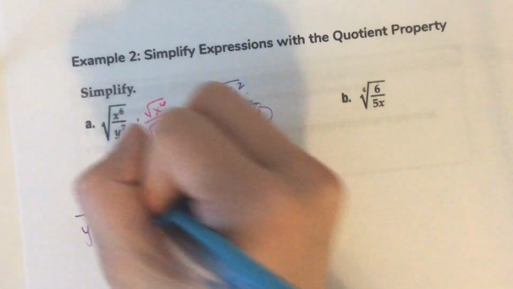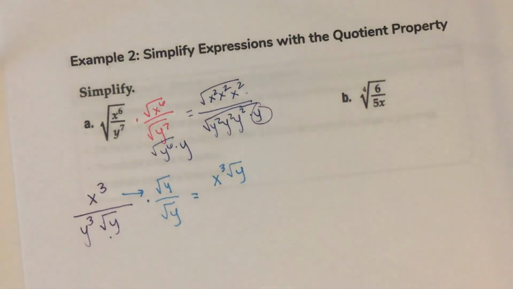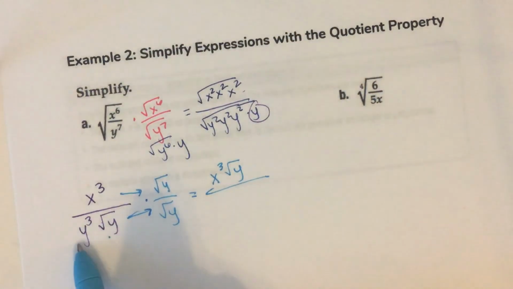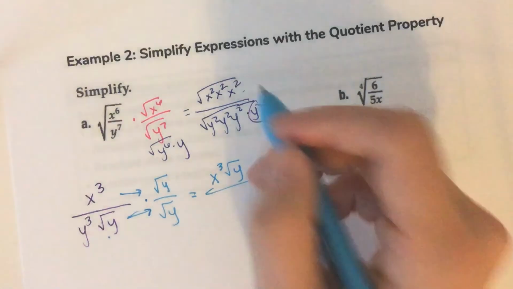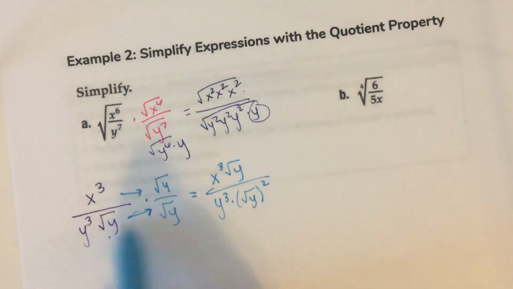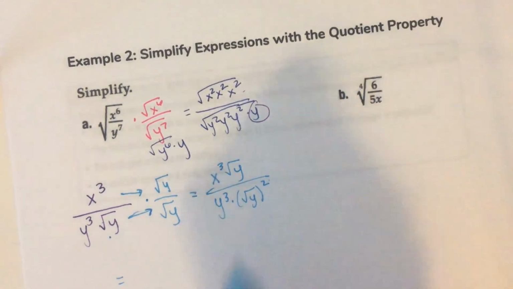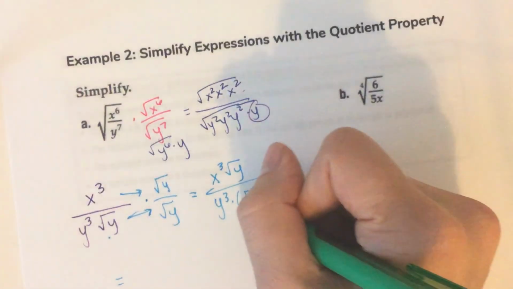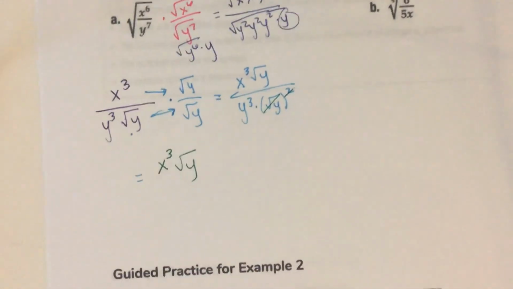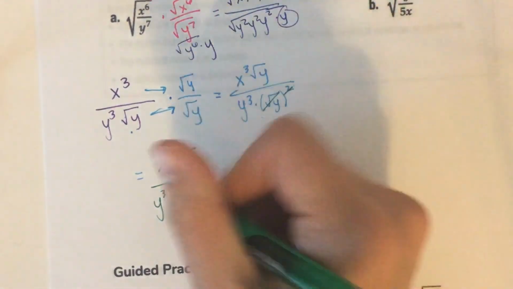When I multiply like this, I just multiply straight across. x cubed times the square root of y just looks like that. On the bottom, again, I still just multiply straight across. y cubed times the square root of y times the square root of y changes to y cubed times the square root of y squared, right? I have 2 of them. Well, we know that these are inverses of each other, so they're going to end up canceling each other out. And this is going to leave us with x cubed square root y over y cubed times y.